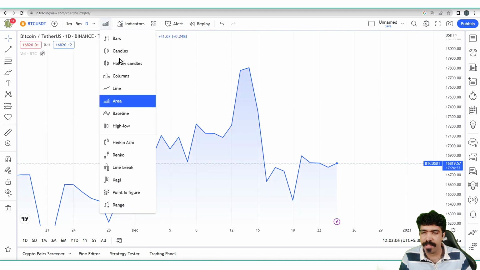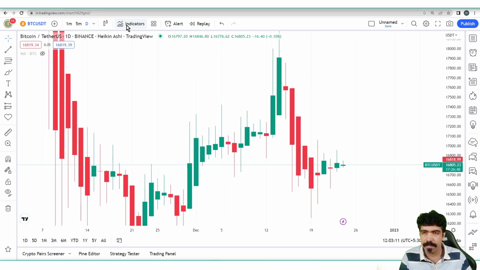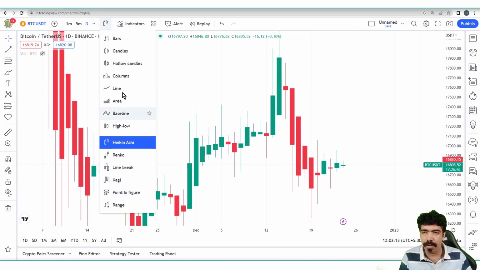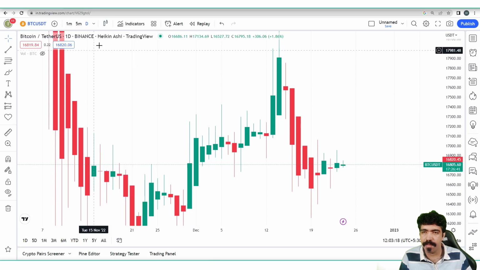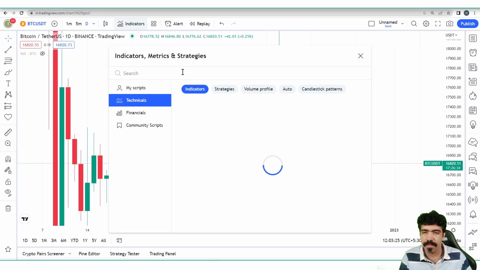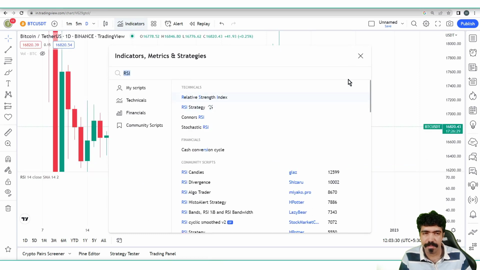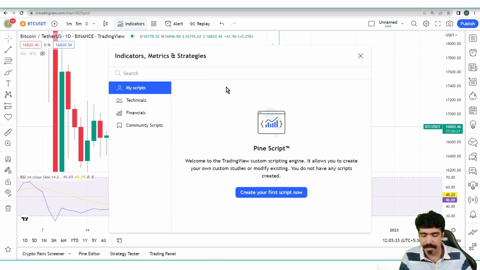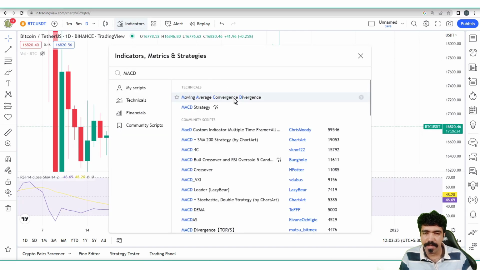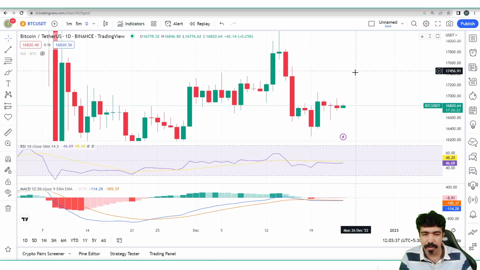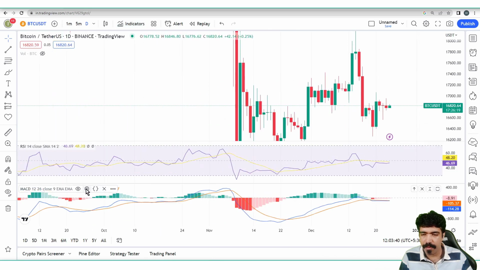Similarly, area. This is the area option, baseline, high, low, Heikin-Ashi. So all these options of candlestick representation are available from this option. Next is for the technical analysis, you can use indicators. So let's say one indicator is RSI, that is Relative Strength Index. Second indicator is let's say MACD. So these are two most popular indicators that has been used for day trading from the analyst.